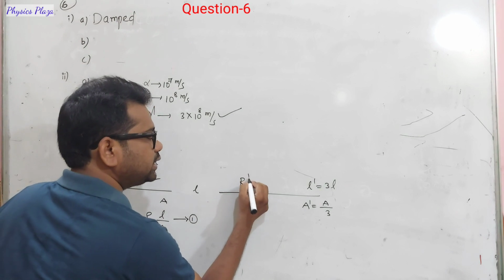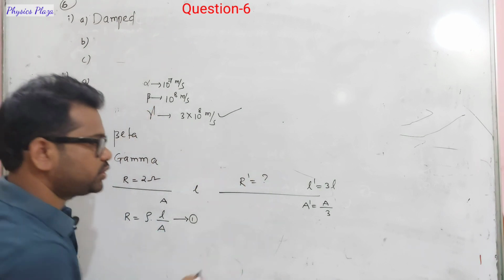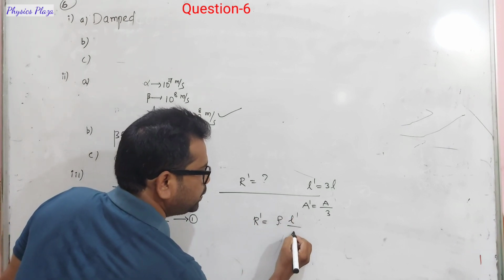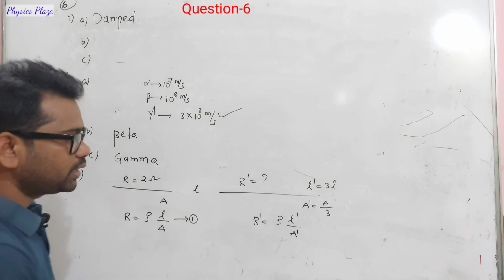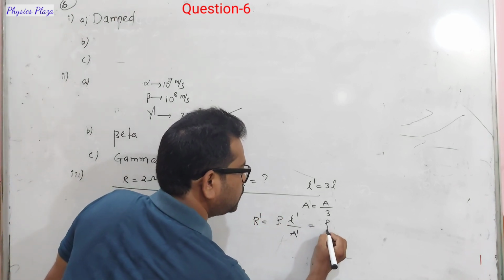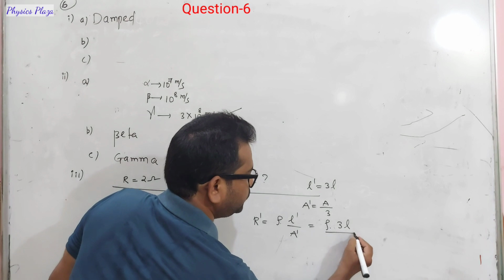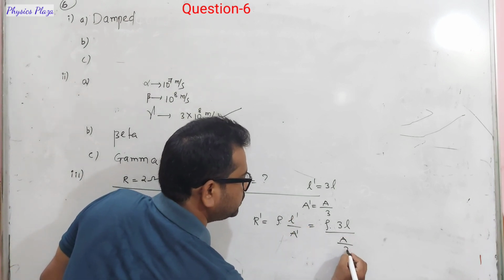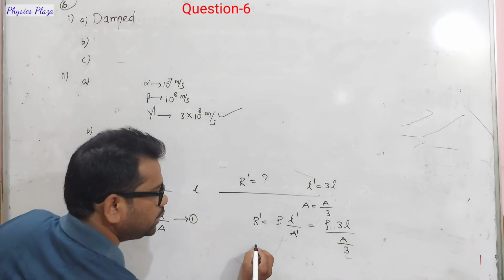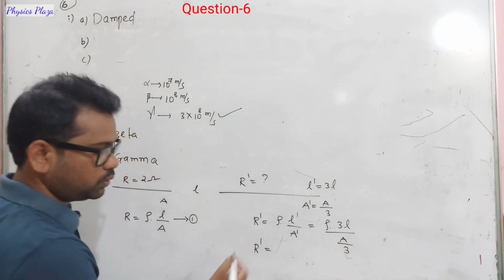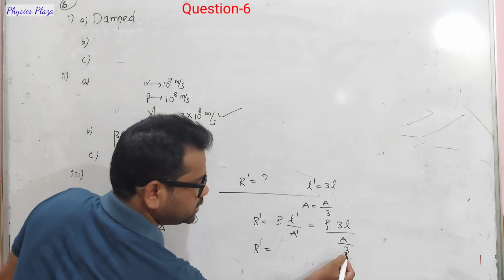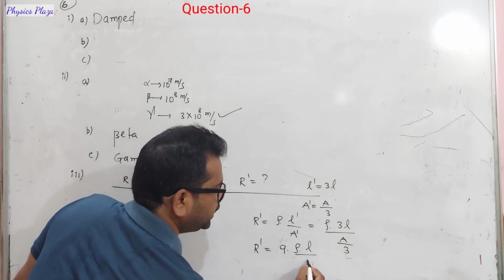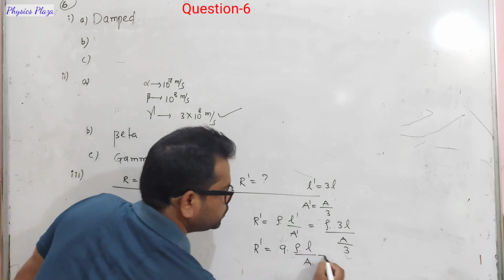Now they are asking us to calculate its resistance in this case. Children, can we write like this? R dash is equal to rho into L dash by A dash. In place of L dash we can write 3L, and in place of A dash we can write A by 3. So R dash is equal to, this 3 will go to the numerator, 3 into 3 that is 9 into rho L by A. This is equation 2.